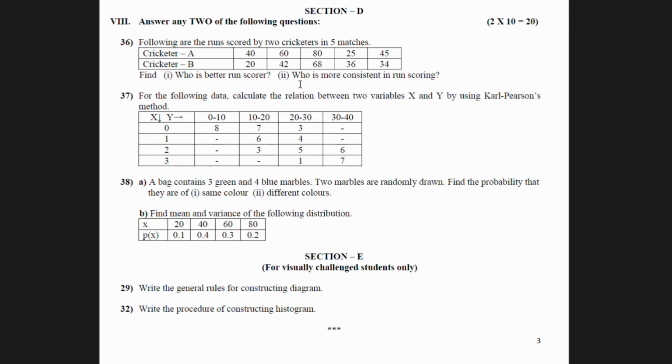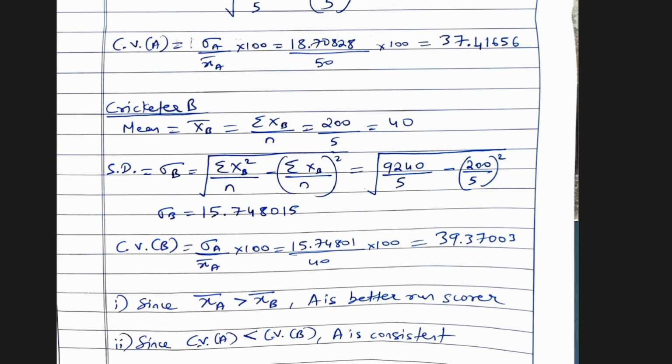Similarly, the second question is, who is more consistent in run scoring? So here, again compare the CV. CV of A is 37.416 and CV of B is 39.37003. Okay. So since CV of A is smaller than CV of B, A is more consistent. When comparing CV, we have to keep in mind that lesser the value, greater the consistency. If the CV is large, that means there is less consistency. So since CV of A is lesser than CV of B, we can say that A is more consistent as compared to B.